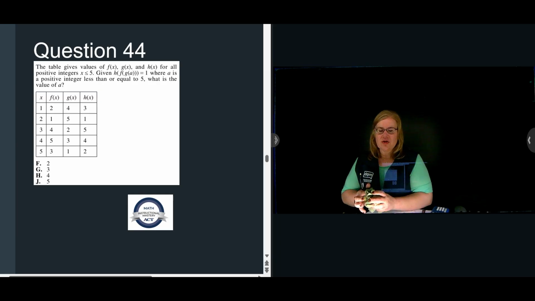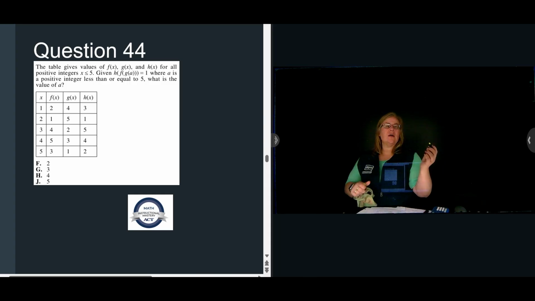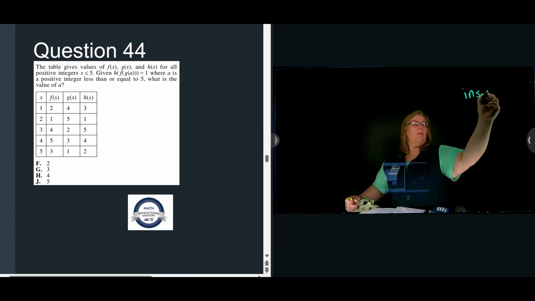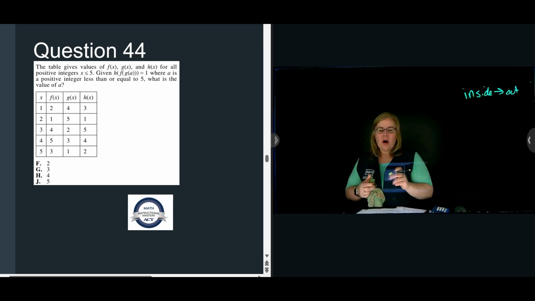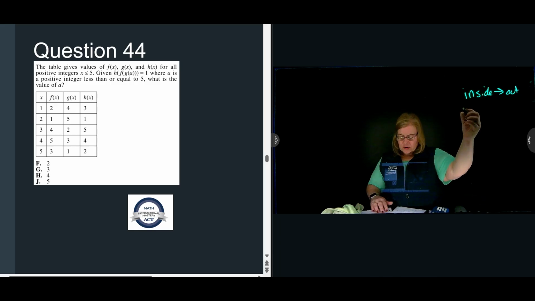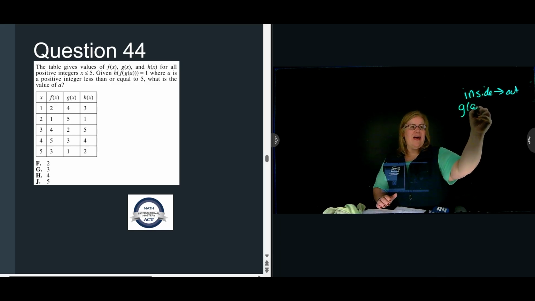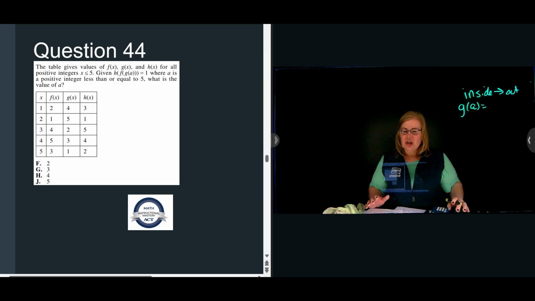The table gives value of f of x, g of x, and h of x for all possible integers, x is less than or equal to 5. Given that h of f of g of a equals 1, where a is a positive integer less than or equal to 5, what is the value of a? So what we're going to do is we're going to go from the inside to the out, all right? So I'm first going to look at my g of a.